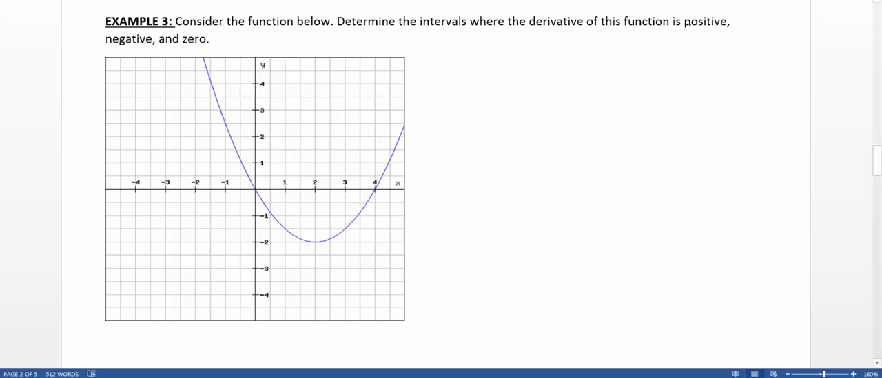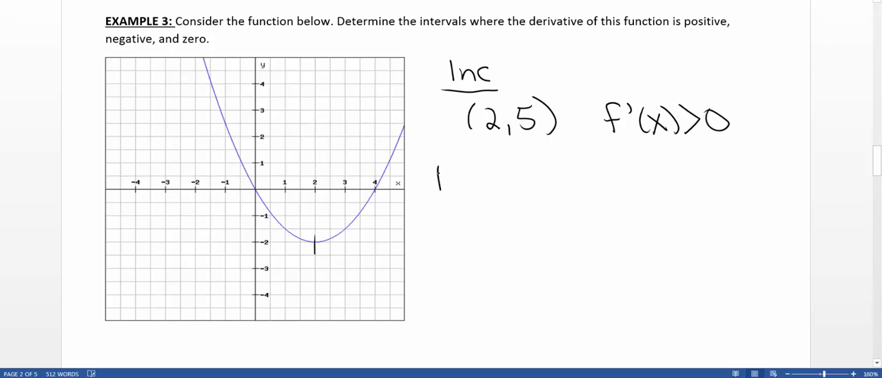So here, if we want to know where we're positive, negative, and 0, we again are going to look at where our function is increasing and decreasing. So my function here is going to be increasing to the right of 2. So at 2 is where I turn around, but from 2 to 5, this function is going in the upward direction, which means that the derivative of this function is going to be positive from 2 to 5.